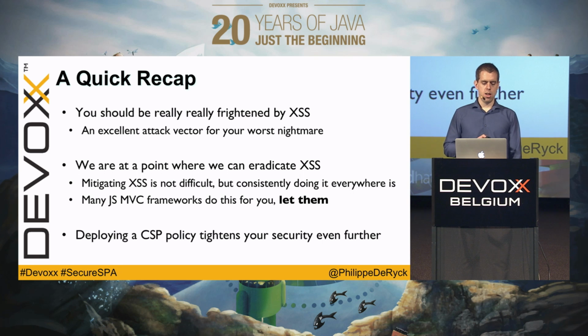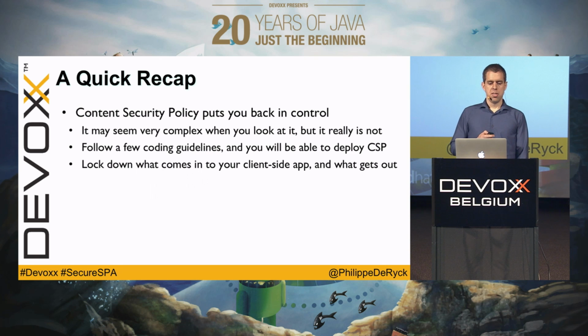Very important. Deploying a CSP policy gives you the extra edge. It allows you to go even further. And with CSP, it puts you back in control. You can control what is being loaded, what is being executed, where does my stuff come from. And by locking this down, you seriously tie an attacker down. Even if he finds a way in, he won't be able to do anything. He won't be able to execute inline scripts. He won't be able to load code from his own server. He'll have to put it on your server, but that shouldn't be possible, things like that.